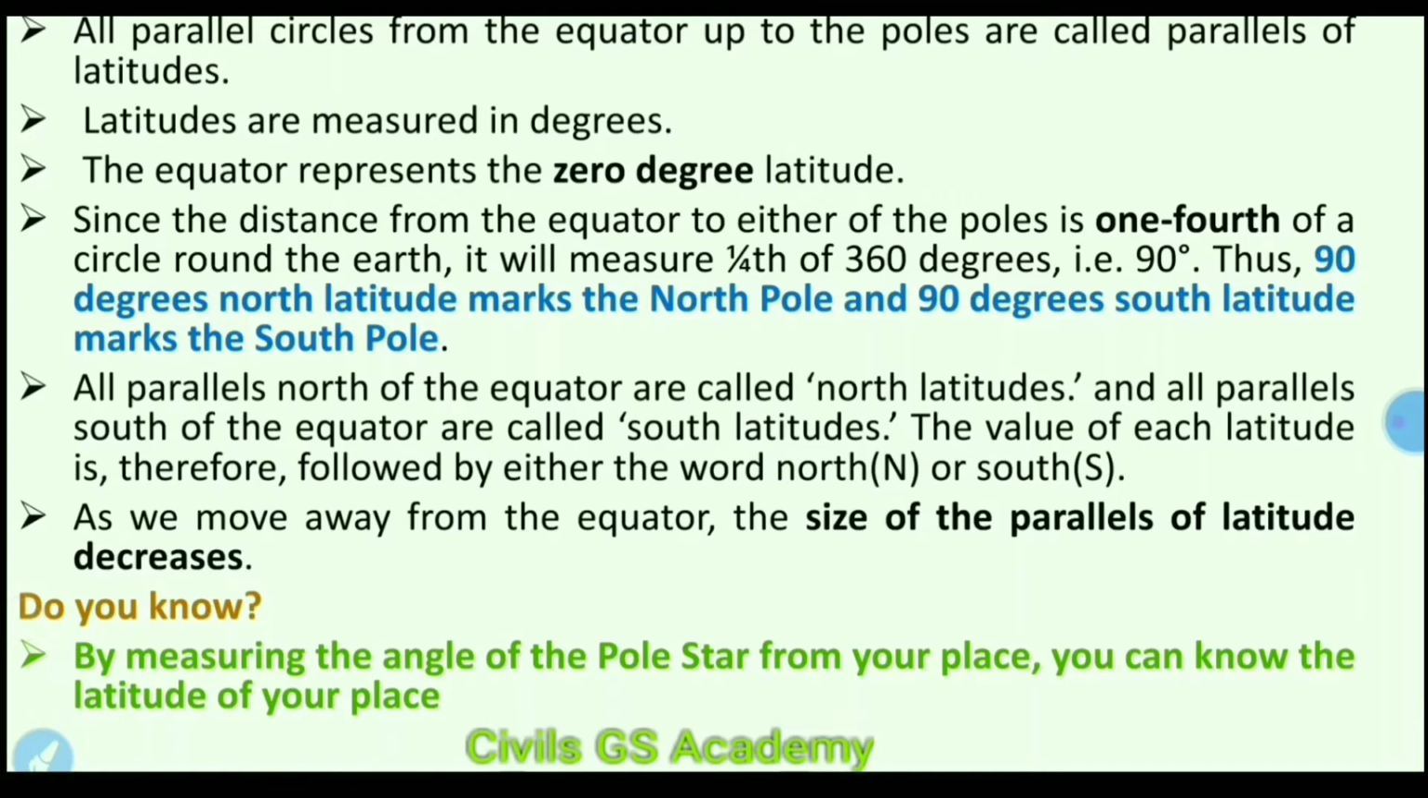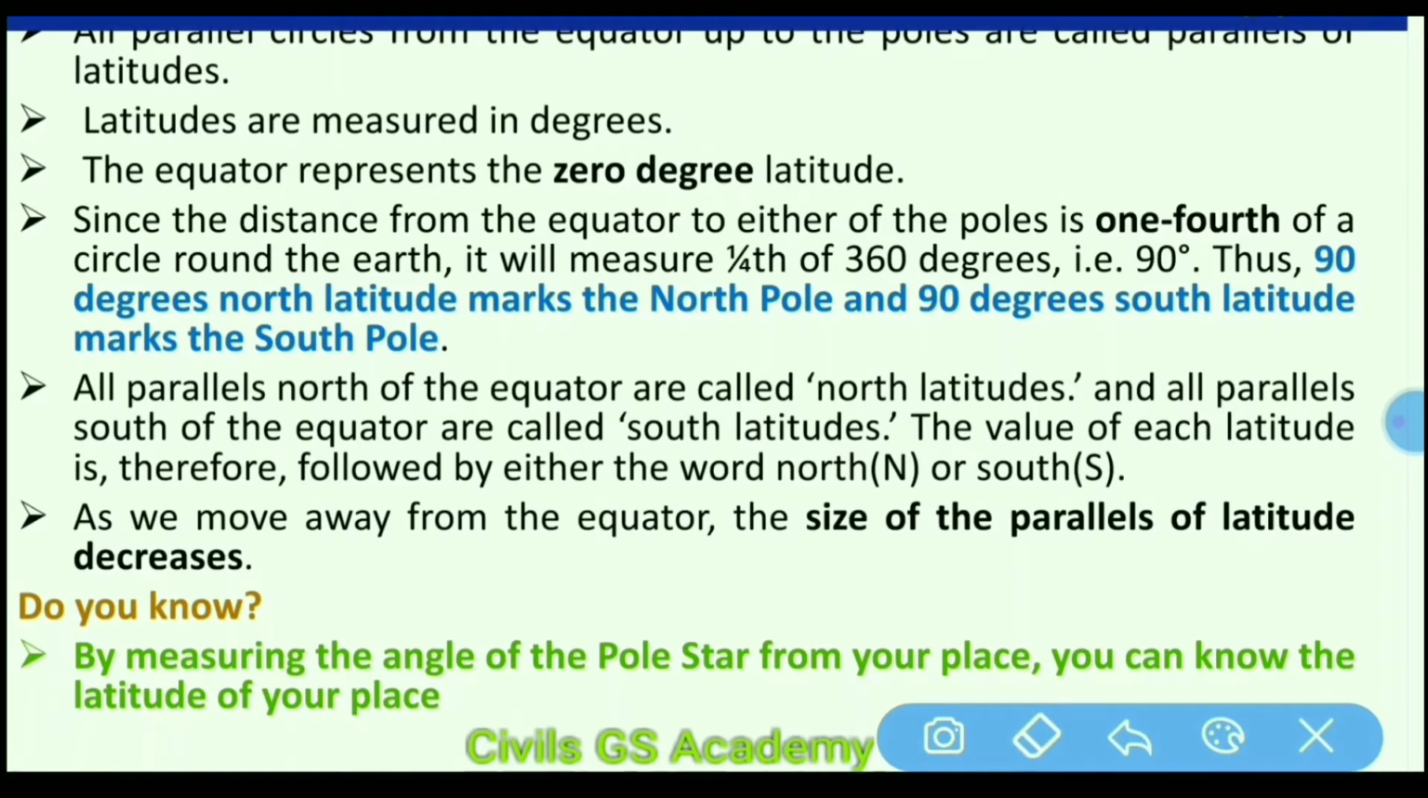Now some interesting fact from NCERT. Do you know, by measuring the angle of the pole star from your place, you can know the latitude of your place. This fact is very important from the examination point of view, that how can we know the latitude of our place? It can be found just by measuring the angle of the pole star.